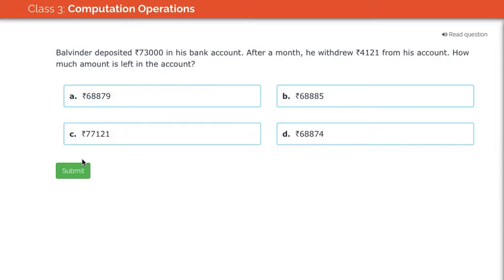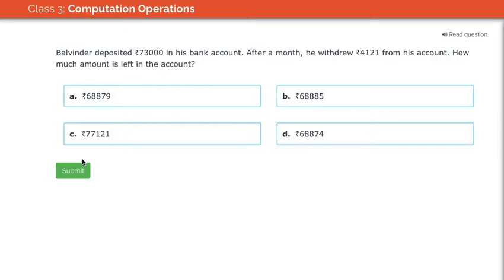Balwinder deposits 7,300 in his bank account. After the month, he withdrew 4,121 from his account. How much amount is left in the account?